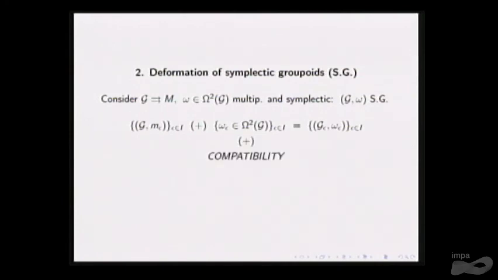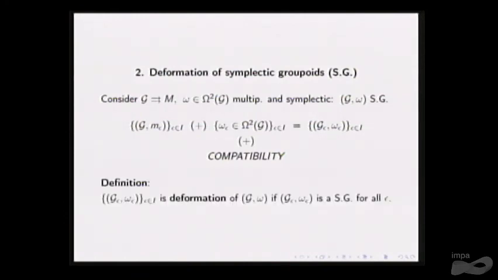And of course, it's clear what these compatibility conditions have to be. But formally, we have the definition. G epsilon, omega epsilon is a deformation of the symplectic groupoid G, omega if at each time epsilon, the pair G epsilon, omega epsilon is a symplectic groupoid. So that's what you expect. And at time 0, you want that G0 be equal to G as a groupoid, and omega 0 be equal to omega.